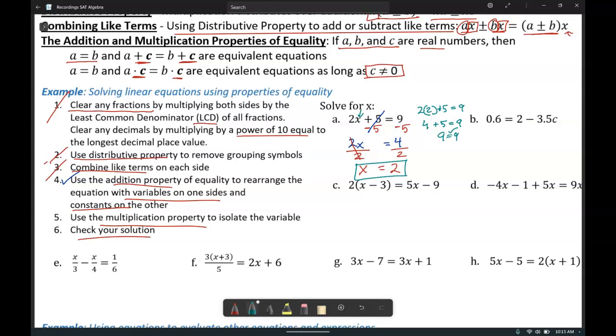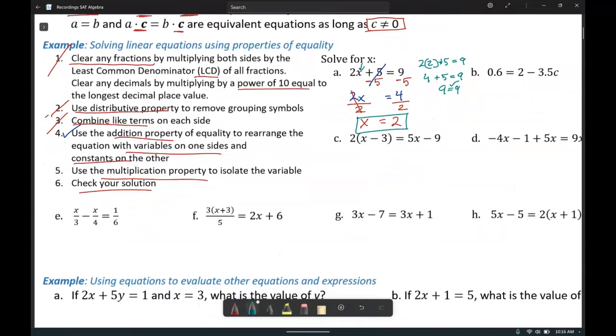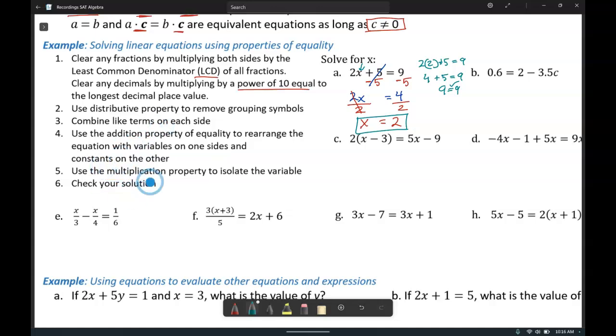So we'll go ahead and work through the next few. Again, I just want you to try and keep track and see which of these processes we are using and which ones we are skipping as we go through the process of solving.